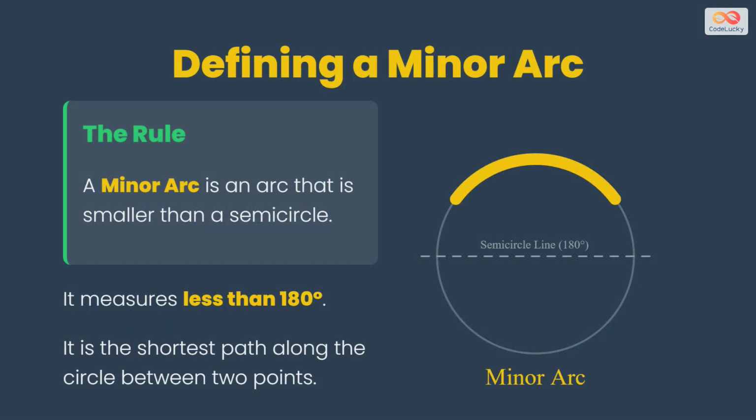Now, let us define a minor arc. A minor arc is an arc that is smaller than a semicircle. This means its measure is always less than 180 degrees. It represents the shortest path along the circle between 2 points.